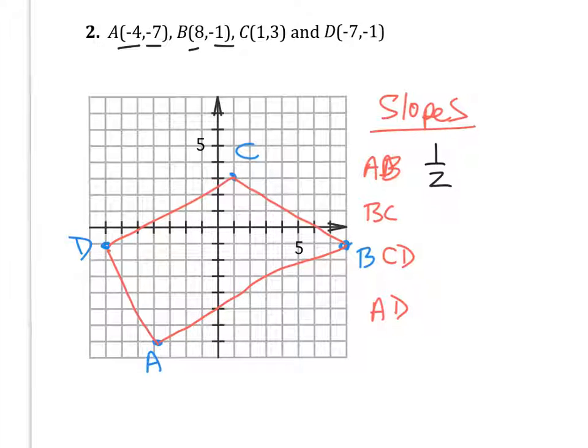4 over 7. But since it's going down from left to right, shouldn't it be -4 over 7? Because you would go down 4 across 7, right? Okay. What's the slope from D to C? 1/2 again. Okay. And then what's the slope from D to A? -4 over 7. No, it's not. Oh, -6 divided by 3 is -2.